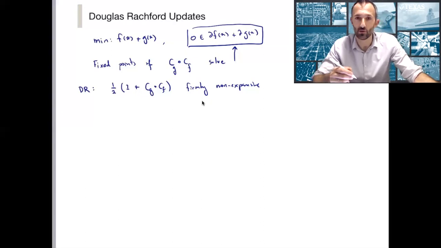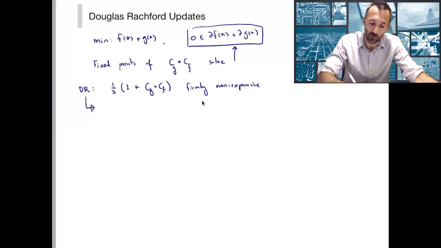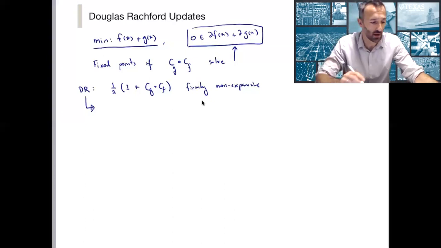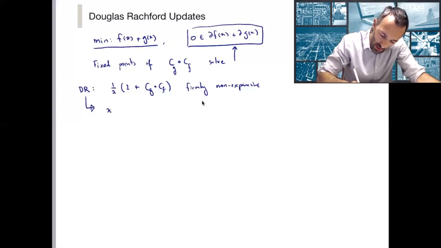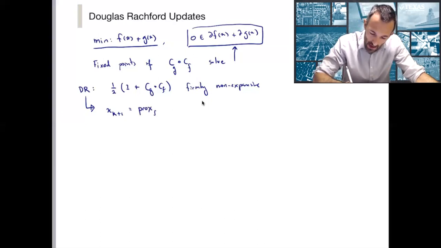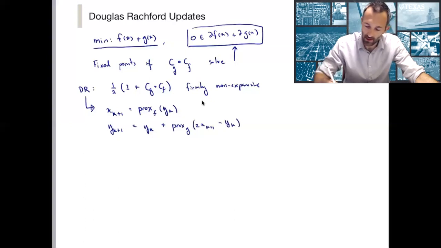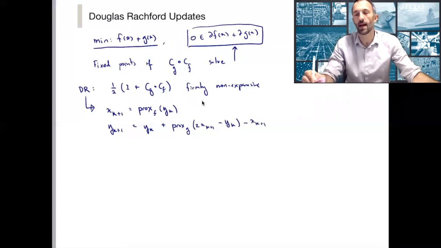And applying it to f and g, the Douglas-Rachford algorithm applied to this convex optimization problem amounts to x^{k+1} is equal to the prox with respect to f of y^k, and y^{k+1} is equal to y^k plus the prox of g of 2x^{k+1} minus y^k, minus x^{k+1}.